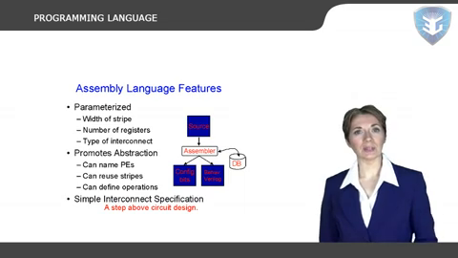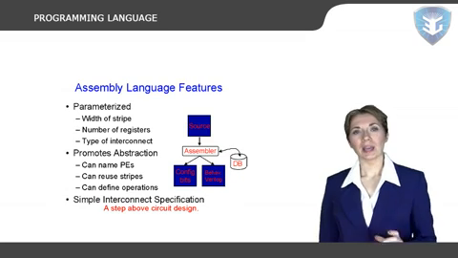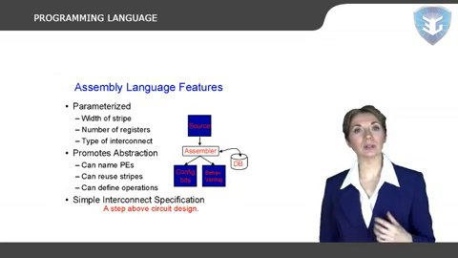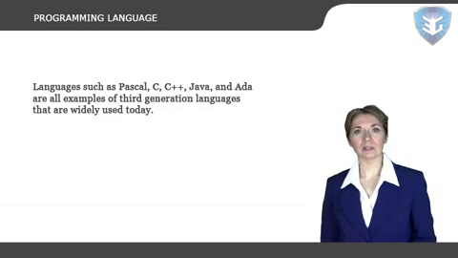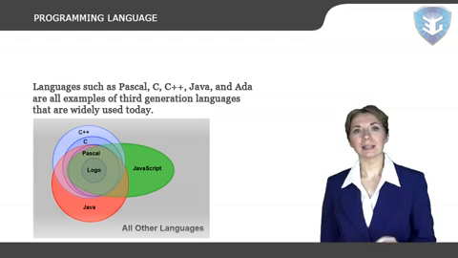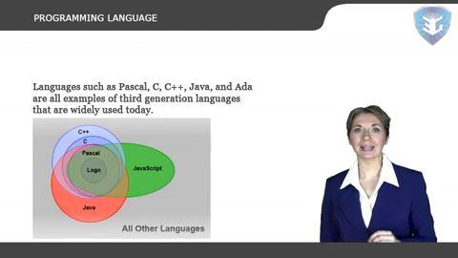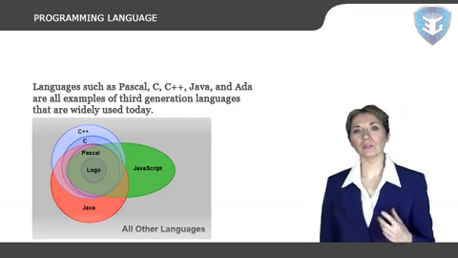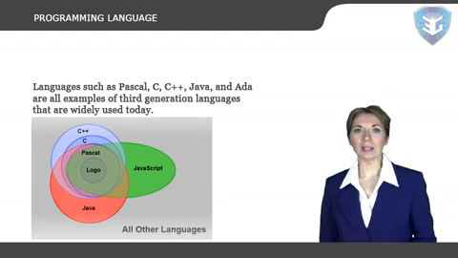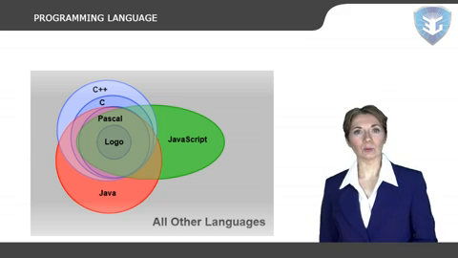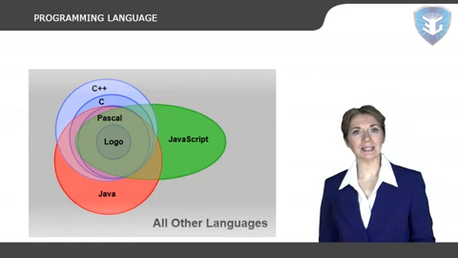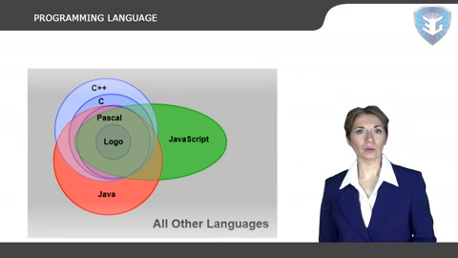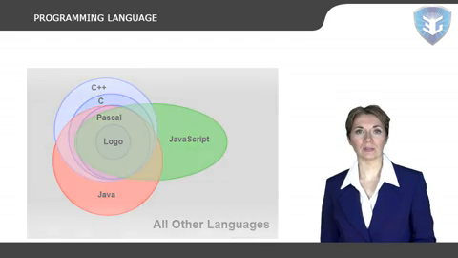A program written with these names was then converted into machine code using an assembler, a program that translated the names into the binary instructions understood by the computer. Languages such as Pascal, C, C++, Java, and Ada are all examples of third-generation languages that are widely used today. These languages are also known as high-level languages since they abstract away the details of machine code and help programmers to concentrate on problem solving.